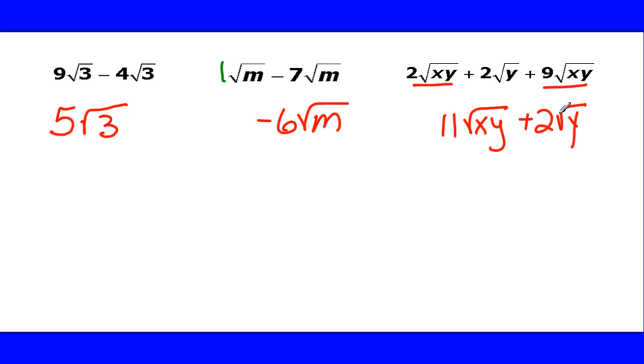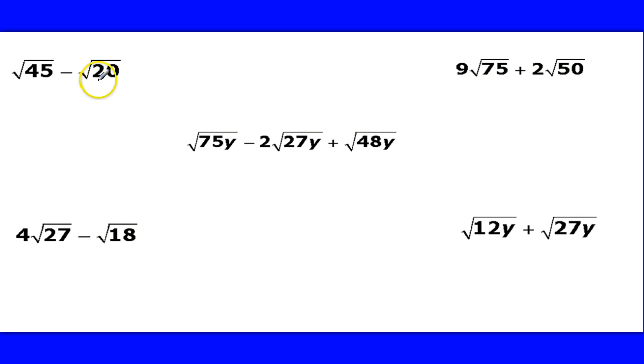Sometimes it's not this clear cut, so I want to give you an example. In this case, it does not look like these are like radicals. But what I need to do is simplify both of the radicals first and then check to see if they're like radicals. So radical 45 is actually 9 times 5, and radical 20 is actually 4 times 5.